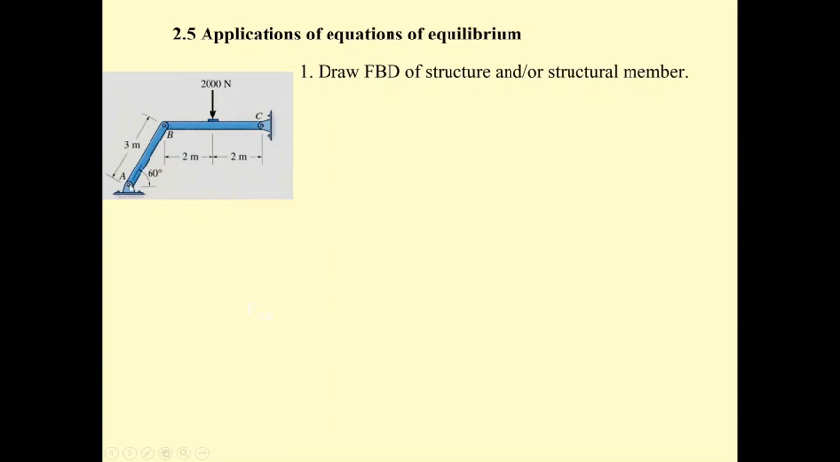And then the unknowns are going to be 2 at A, 2 at C, and 2 at B. The total unknown forces is 6. And the number of equations of equilibrium that we have is 3 times 2 members, AB and BC, which is 6. So that means this way we can analyze this frame.